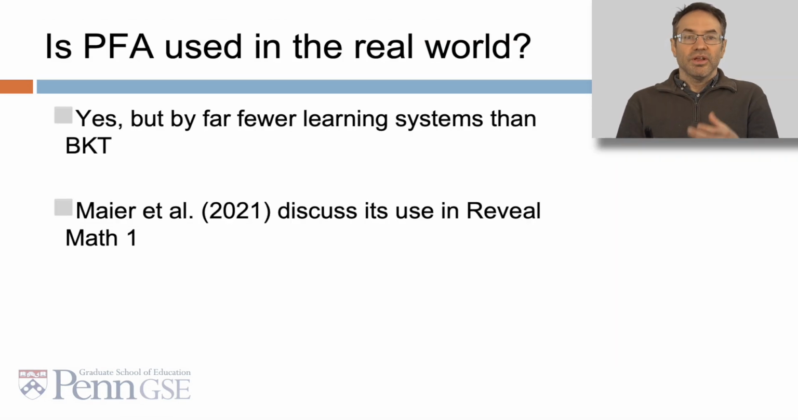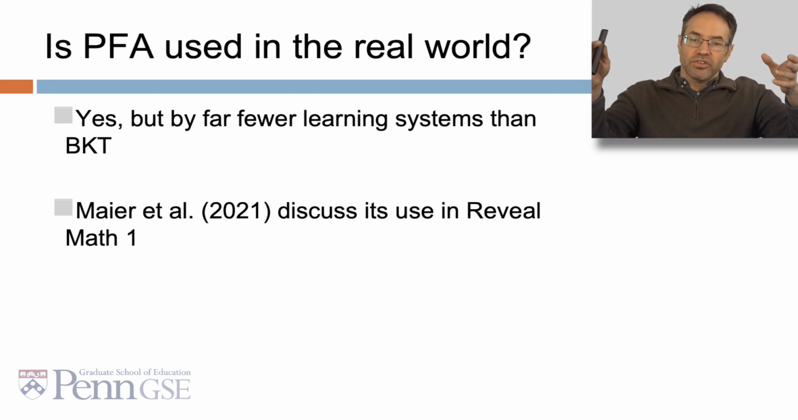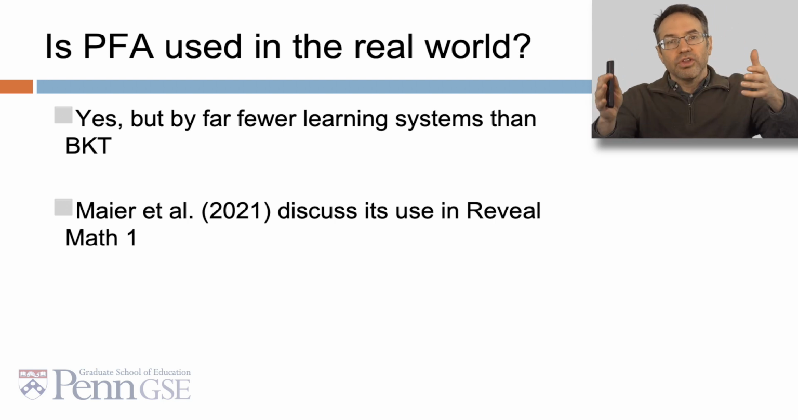Second key question: is PFA actually used in the real world? The answer is yes, but far less often than BKT. Meyer et al., for example, discuss its use in Reveal Math 1. But compared to BKT, which is used in dozens of systems, PFA is a relatively uncommon algorithm.